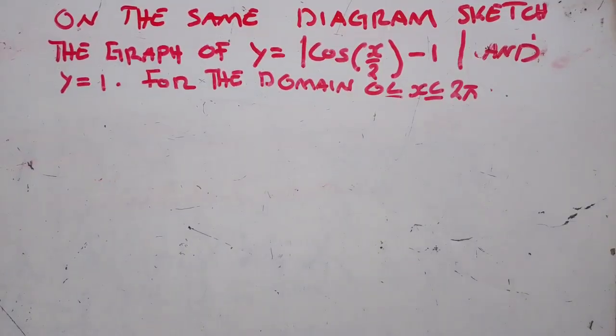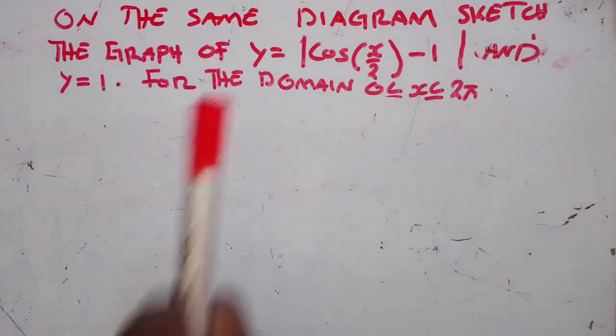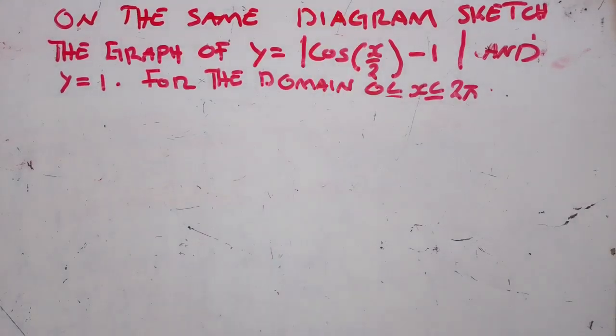Greetings students. We have a question from one of the past papers, particularly the 2023 Paper 1, Additional Mathematics. The question reads: on the same diagram, sketch the graph of y equals modulus of cos x over 2 minus 1 and y equals 1 for the domain 0 is less than or equal to x, x is less than or equal to 360.